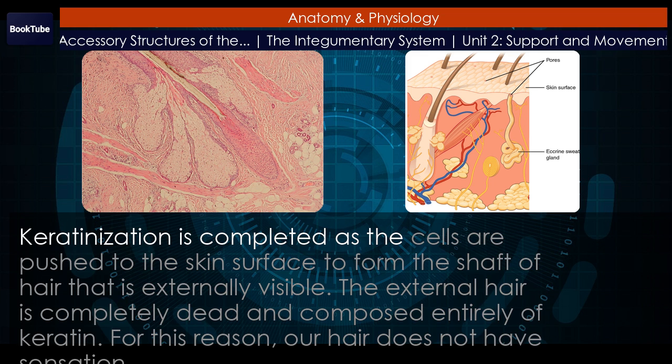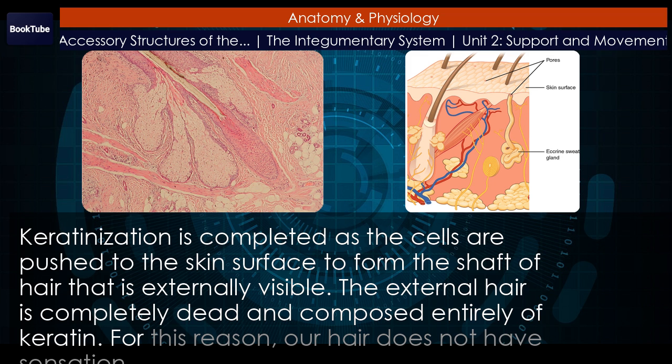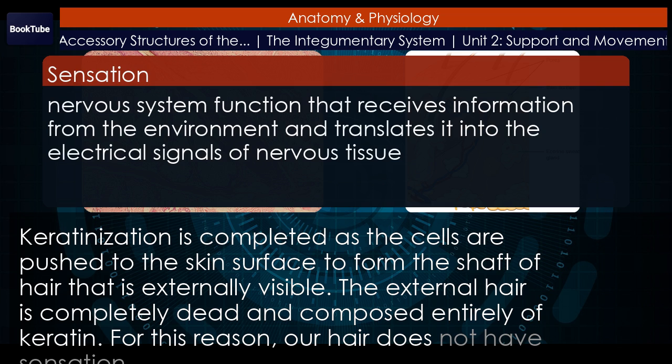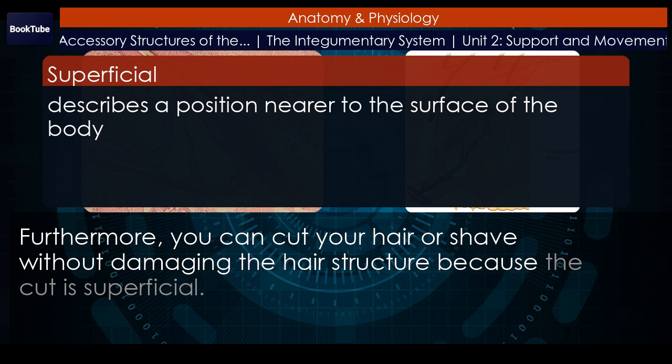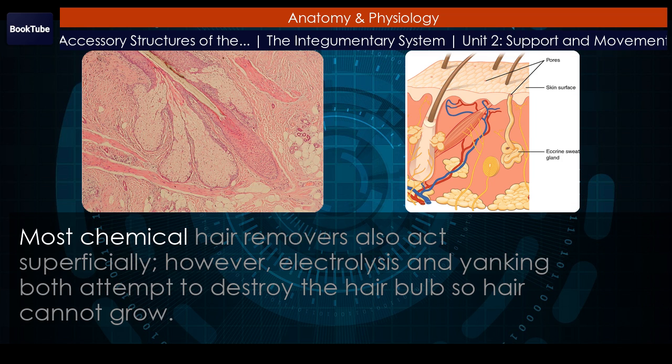Keratinization is completed as the cells are pushed to the skin surface to form the shaft of hair that is externally visible. The external hair is completely dead and composed entirely of keratin. For this reason, our hair does not have sensation. Furthermore, you can cut your hair or shave without damaging the hair structure because the cut is superficial. Most chemical hair removers also act superficially. However, electrolysis and yanking both attempt to destroy the hair bulb so hair cannot grow.